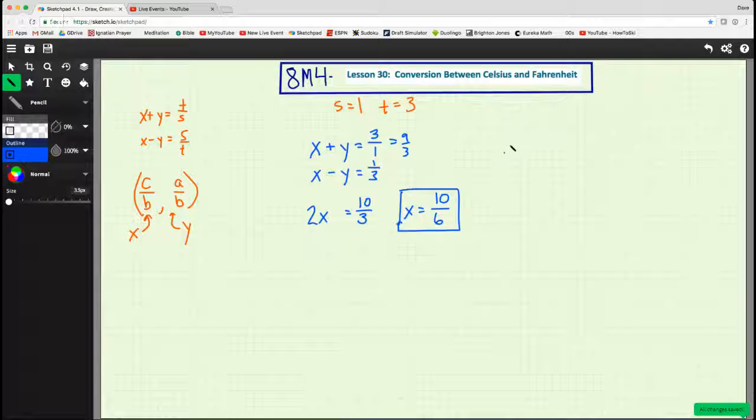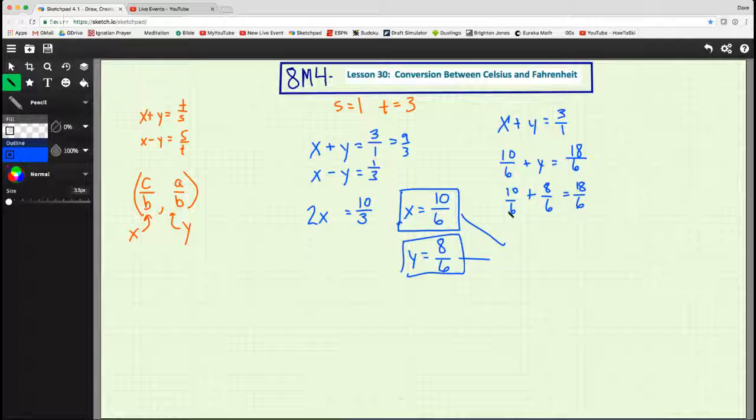Let's see. So y, x plus y equals 3 over 1. Our x is 10/6 plus y equals, and I'll convert this into 6ths to make it easy, 18/6. That's an easy way to solve it. Now, 10/6 plus how many 6ths equals 18/6? Well, that's got to be 8/6. So our y has got to be 8/6 because 10/6 plus 8/6 equals 18/6. So y equals 8/6.